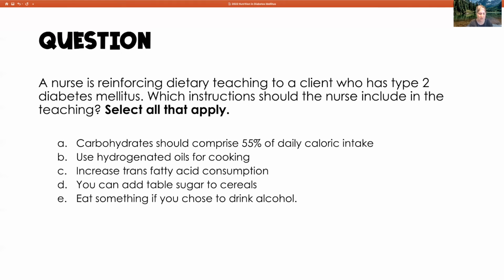Okay, answers to this question. Carbohydrates should comprise 55% of daily caloric intake. And eat something if you choose to drink alcohol. Hydrogenated oils, those are going to be saturated fats. We do not want hydrogenated oils. We do not want trans fatty acid consumption, and we do not want to be adding table sugar to anything.